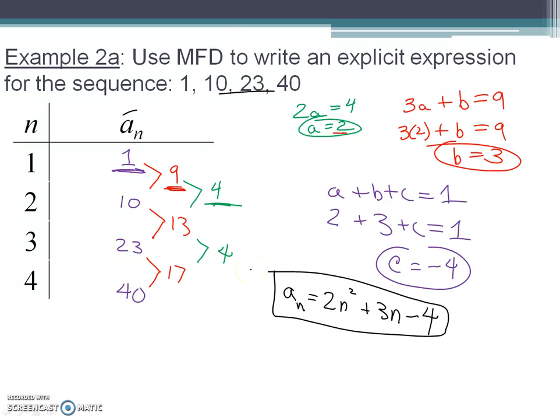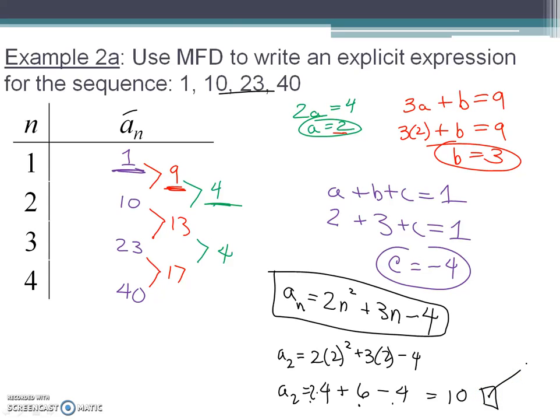And I don't know about you, but I would never have come up with that had I not gone through this process. Of course, you can check, right? If I find the second term of this sequence by plugging in, it's 4 times 2 plus 6 minus 4. 8 plus 6 is 14, minus 4 is 10. And all is well and good with the world, because this one worked out beautifully.